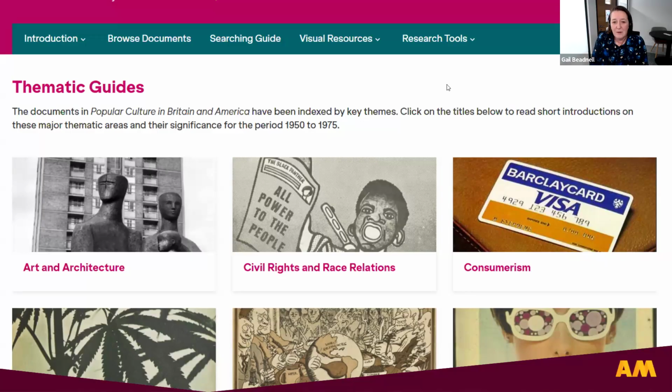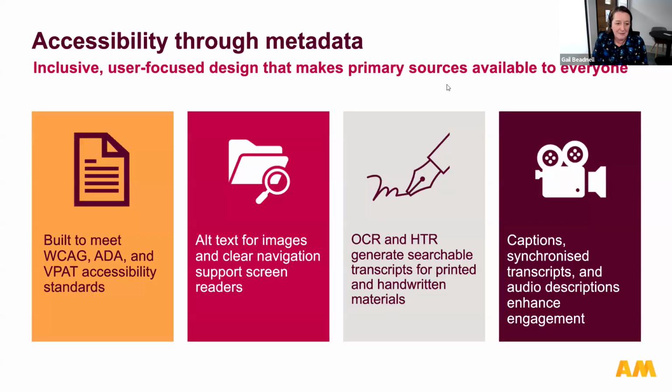At AM, we prioritize accessibility and place inclusion at the heart of the user experience. We enable all users to engage with our primary source content through intuitive user-focused design. We're committed to improving and maintaining this in line with industry standards and accessibility guidelines as outlined on the slide.